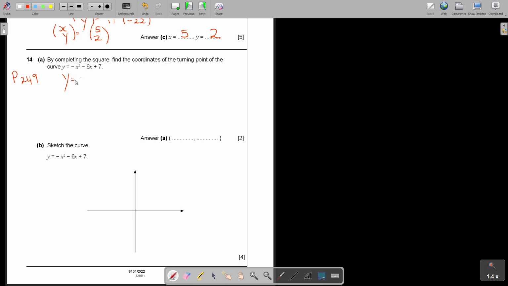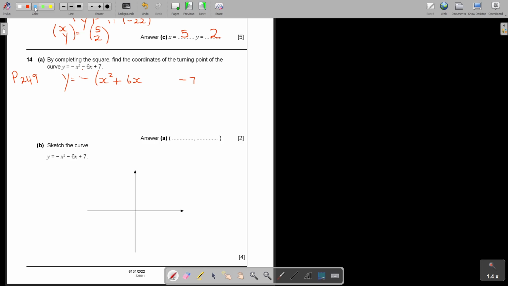Just take out the negative. And then it's going to be x squared plus 6x minus 7. I'm already going to leave the space. So the signs will just change: to a positive, to a negative, just the opposite sign.